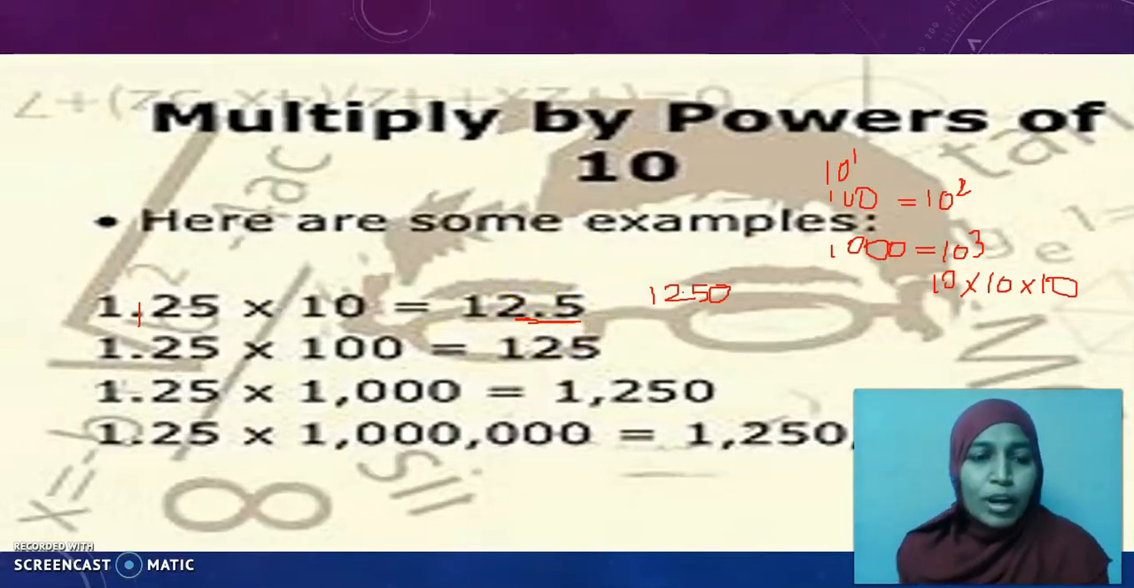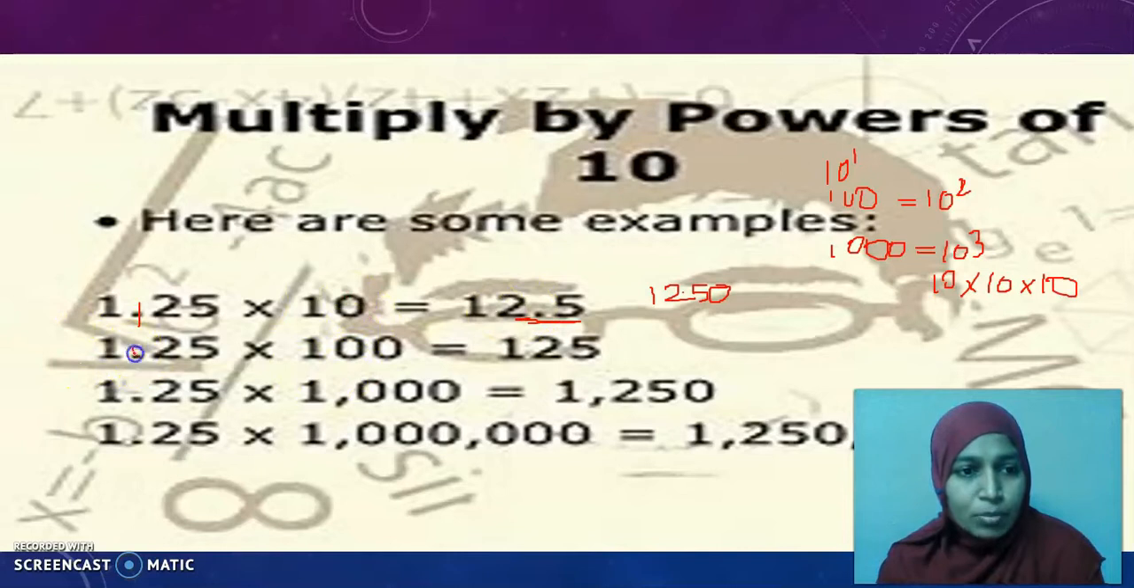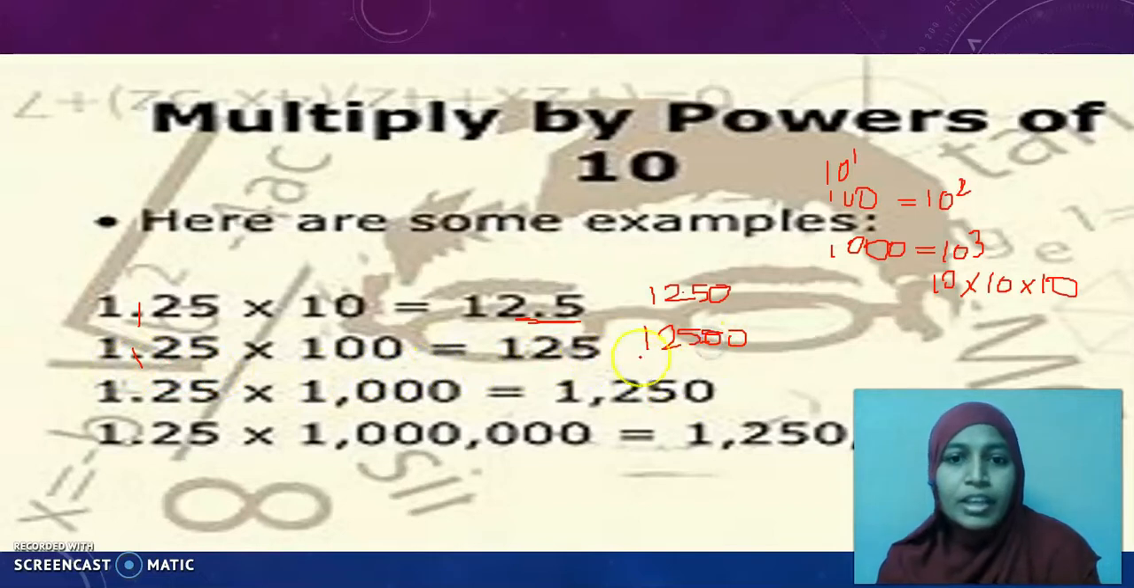Similarly, if I have 1.25 into 100, then also I have to forget this decimal point and I will have 12500. Then how many decimal places? 2. So it will be 125.00. Both are the same. Even if I don't write the zeros, it is correct. Is it clear, my dear children?